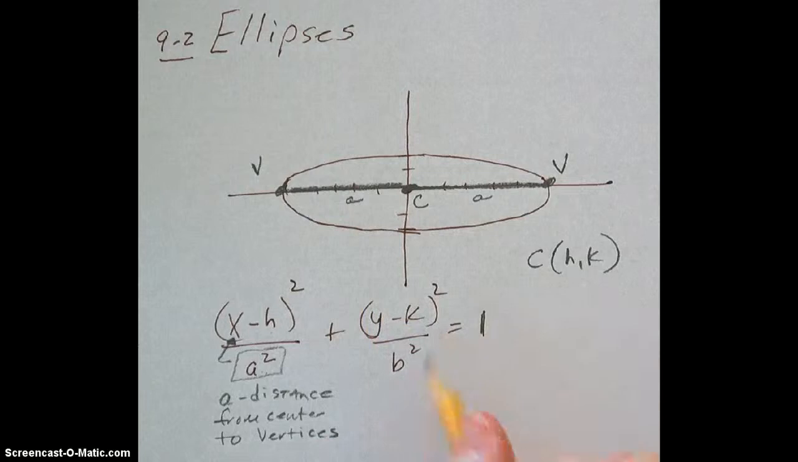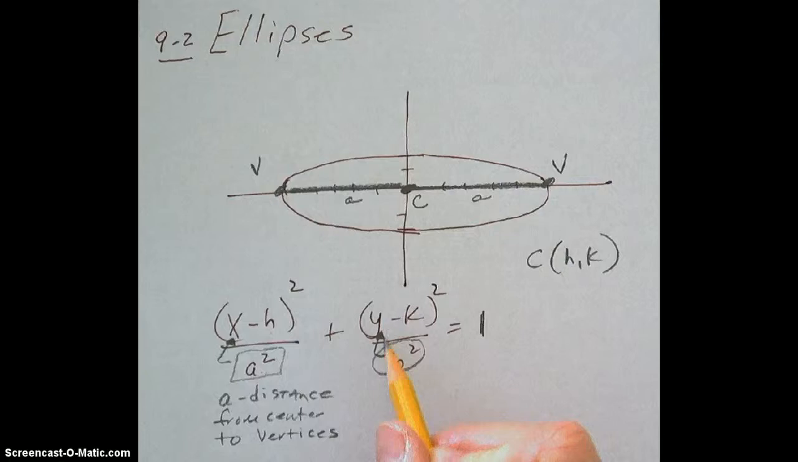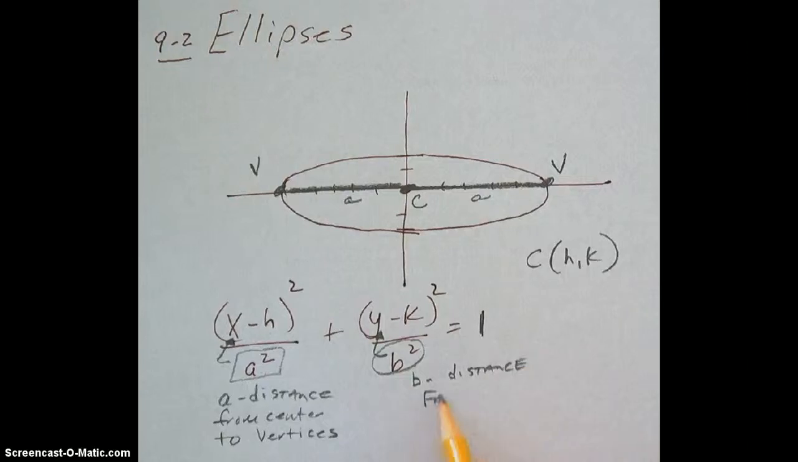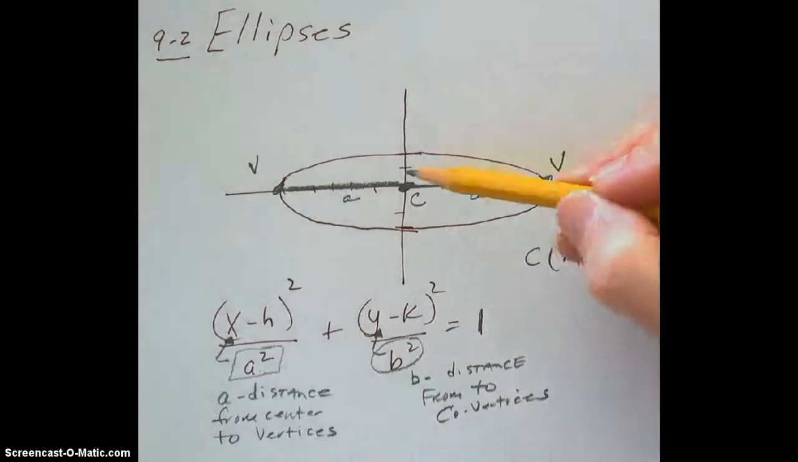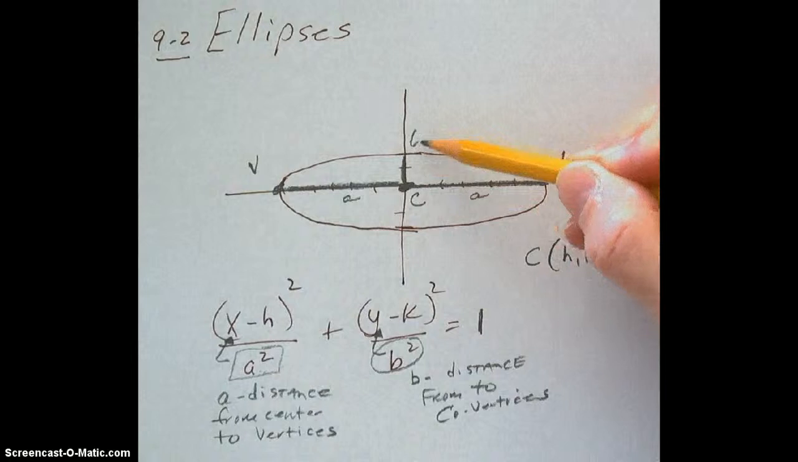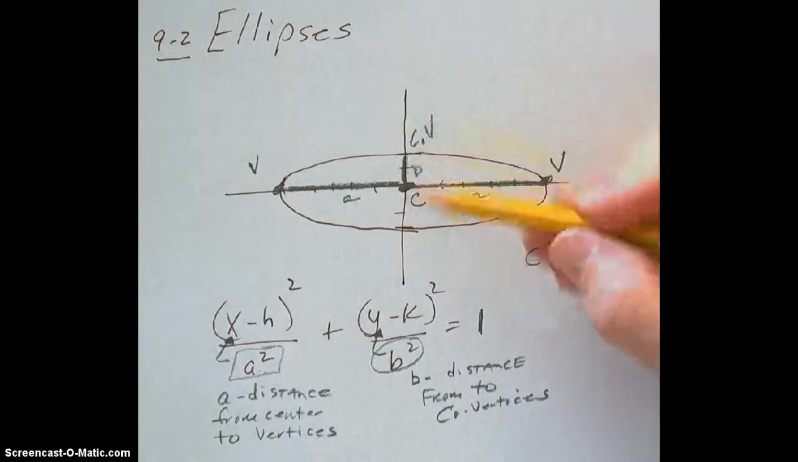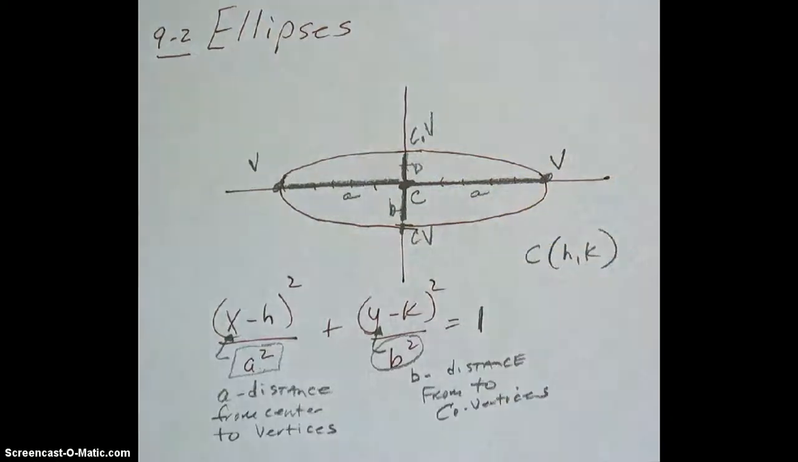and in this ellipse, whatever this number is, we're going to move in the direction of y because it's underneath the y, and B is the distance from the center to what we call the co-vertices. Let me draw that in my picture. The distance from the center to the co-vertex is going to be here, and then we go B in both directions to get our co-vertices. So just take down those notes on the back of your 9-2 examples.